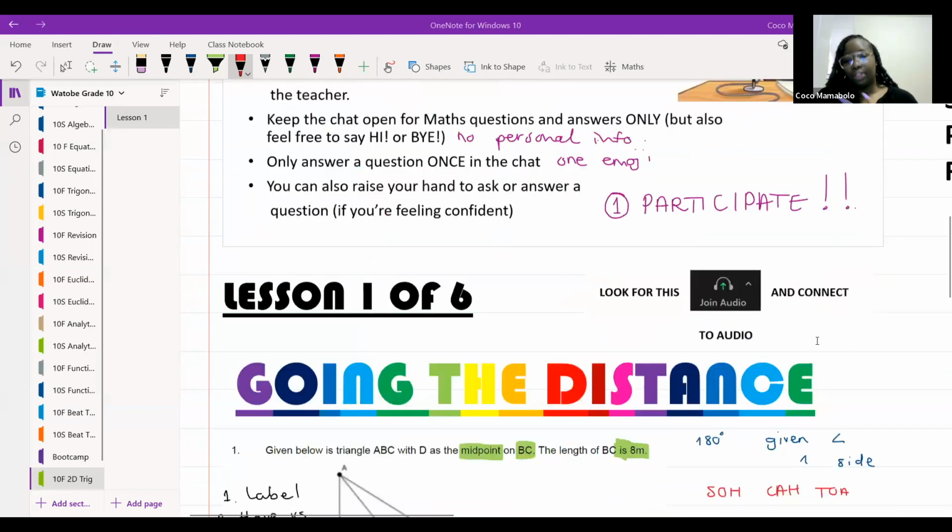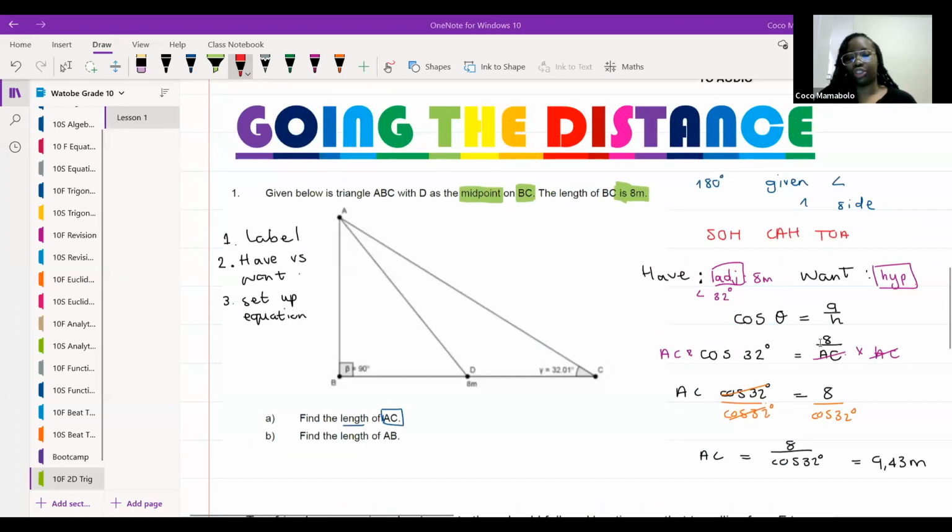All right, awesome. Okay, so now let's go have a look at this next question. All right, so we know what we're going to have to do, guys. Number one's already been done. We've already labeled, but now we need to think about our step 2 again. We need to think about what we have and what we want. Now, my next question is, find the length of AB.